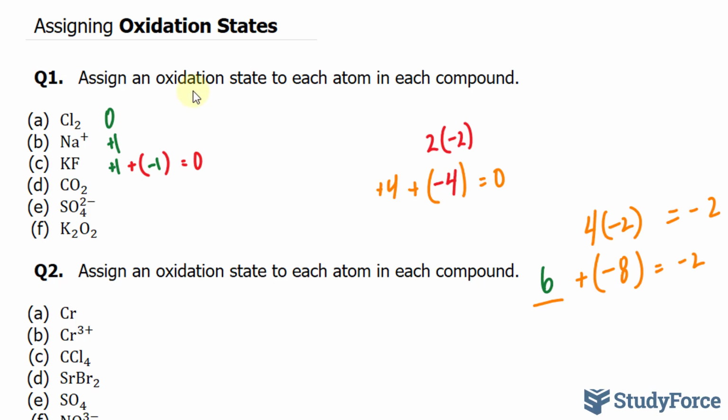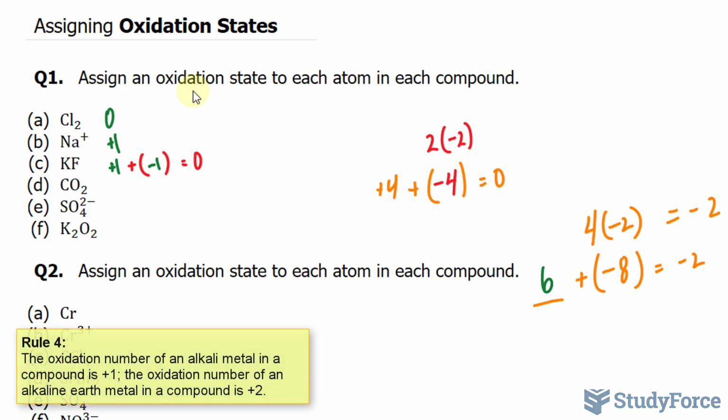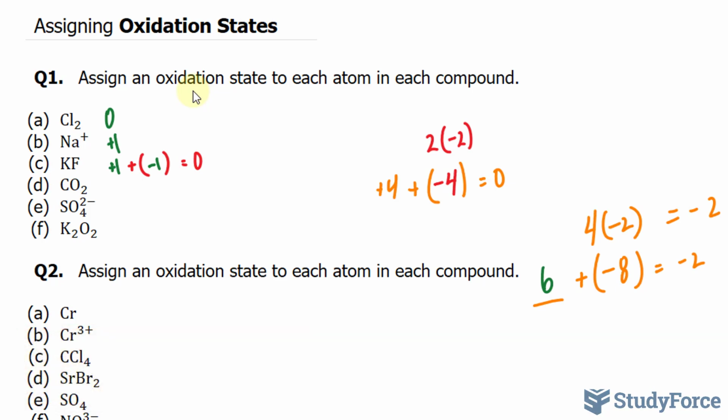Finally, in question F, we have potassium oxide. The oxidation state of potassium is 1+, according to rule number 4, and that's shown on your screen. You'd ordinarily expect the oxidation state of oxygen to be 2-. But rule 4 takes priority. What we have to do is deduce the oxidation state of oxygen by setting the sum of all the oxidation states equal to 0. So starting with potassium, we have 1+, and we'll multiply that by 2, plus the oxidation state of oxygen, which we don't know, multiplied by 2, is equal to 0.